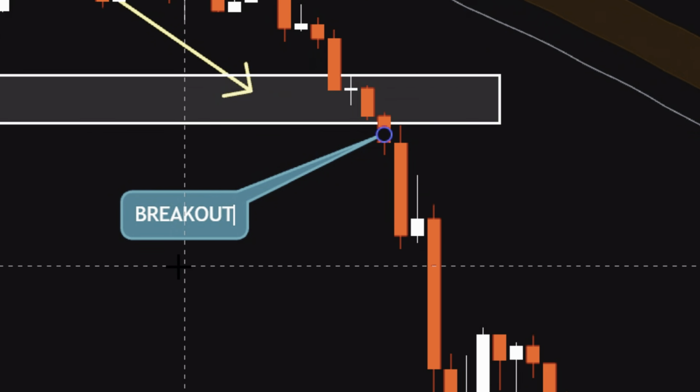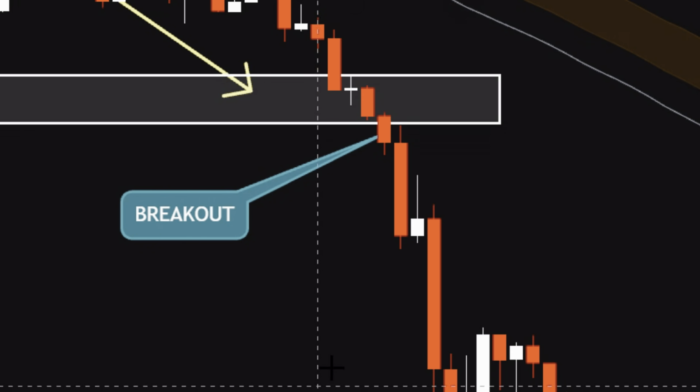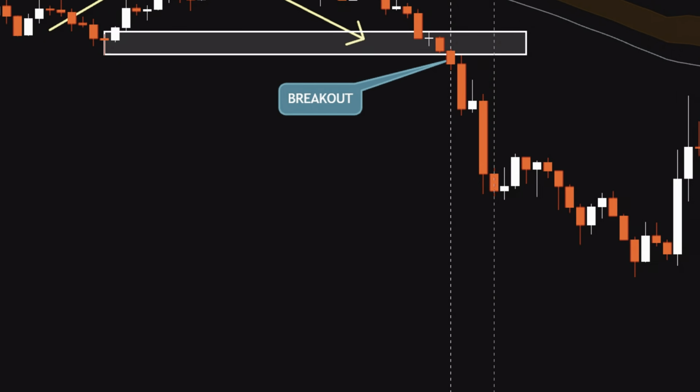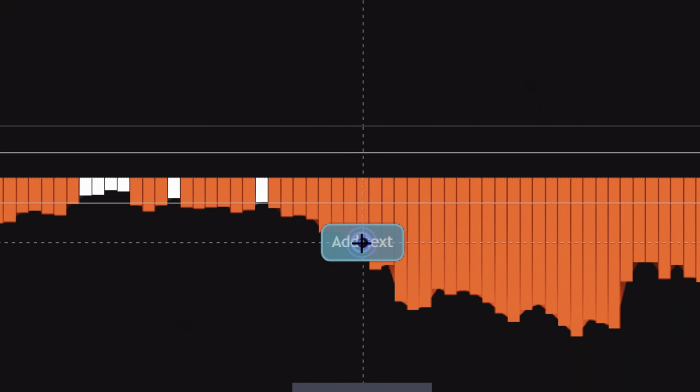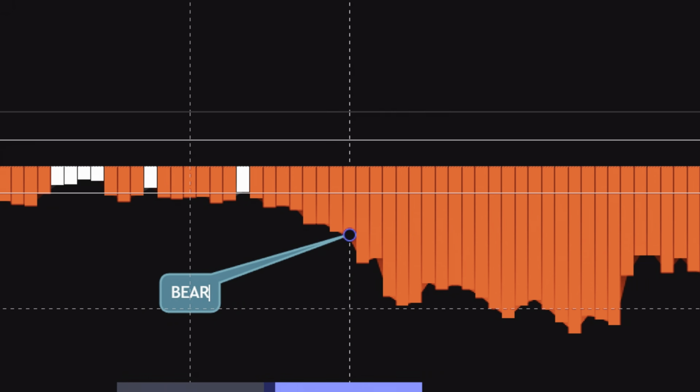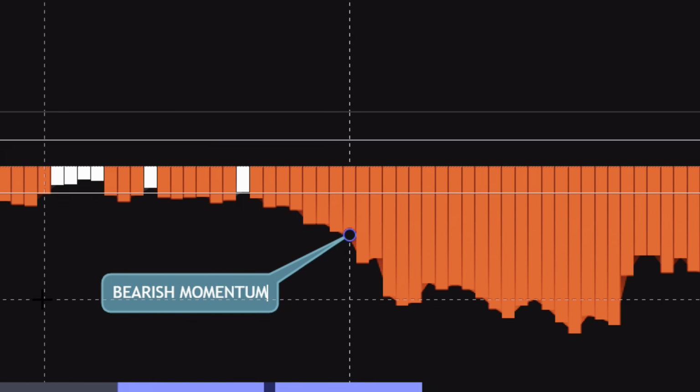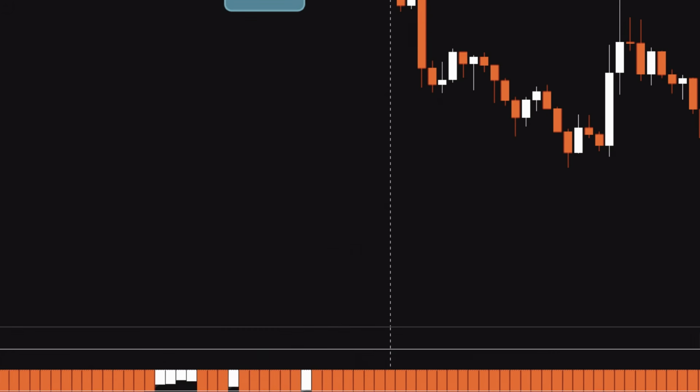If price has enough energy to break below it, it means there's a high potential for a sell signal. But before entering a trade, check the momentum. For that, check the range oscillator indicator. If the oscillator histogram is red and below the minus 100 level, that means there's bearish momentum in the market, so the sell signal is valid.